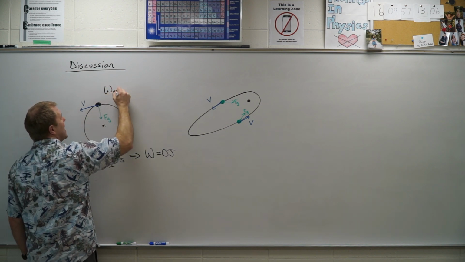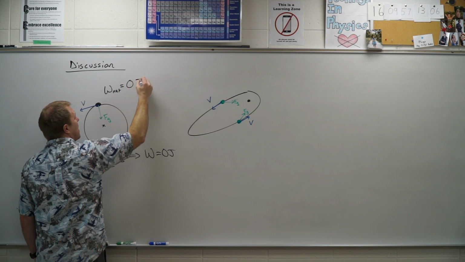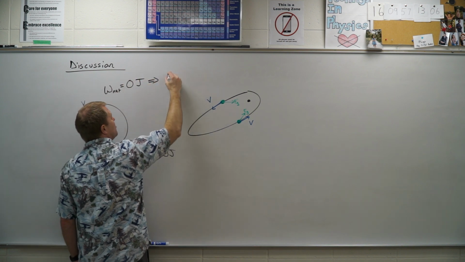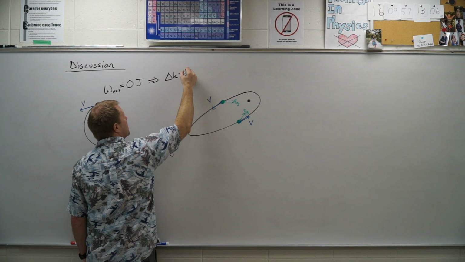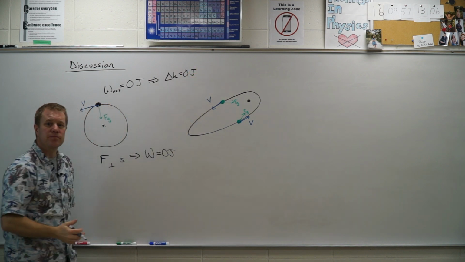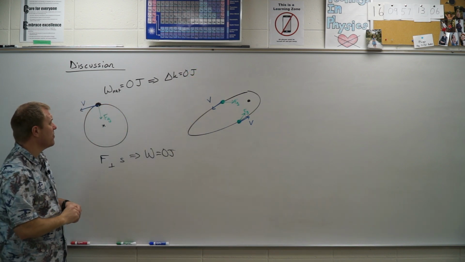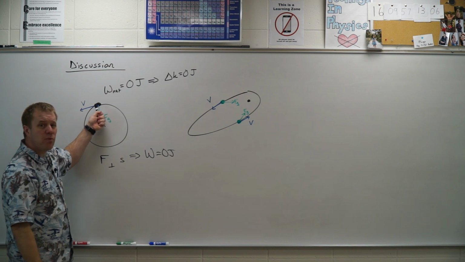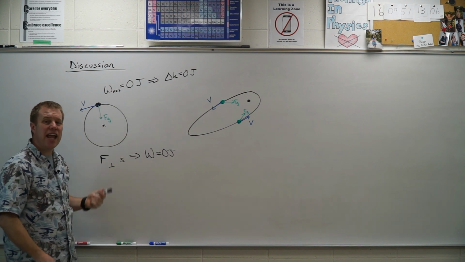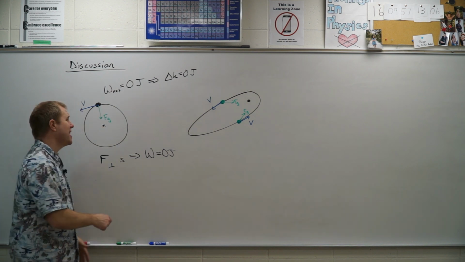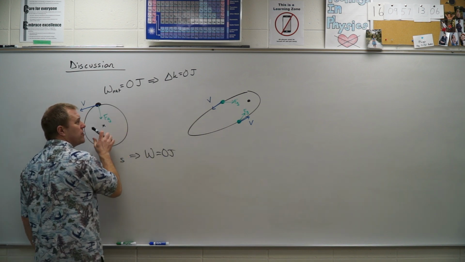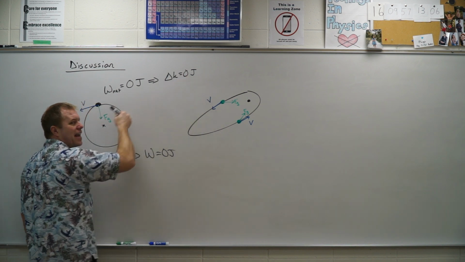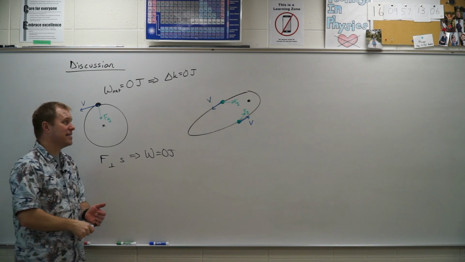So if net work equals 0, that also tells me that the change in kinetic energy is also equal to 0. And a big reason for all of this is because gravity's distance doesn't change. So the potential energy stays constant, so we aren't transferring any of that potential energy into kinetic or out of kinetic. That's why it's staying the same.